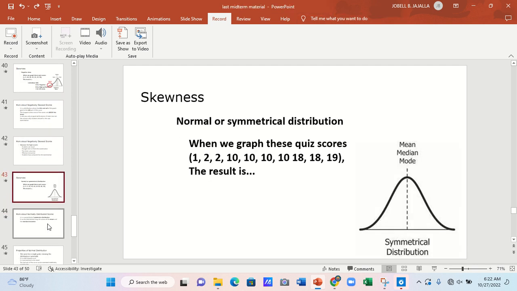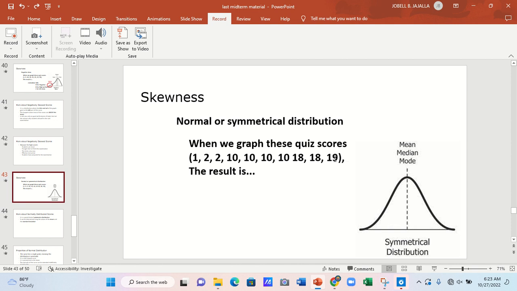Now, after sa negatively skewed, so we have the normal or symmetrical distribution. So, special case ni siya. So, when we graph these scores, so 1, 2, 2, 10, 10, 10, 10, 18, 18, and 19.